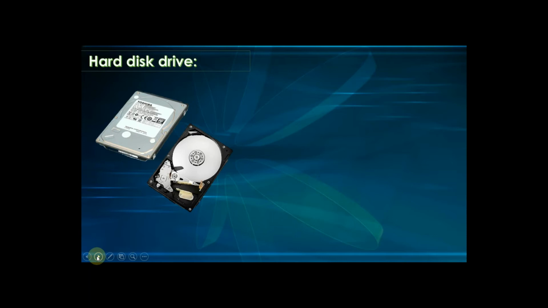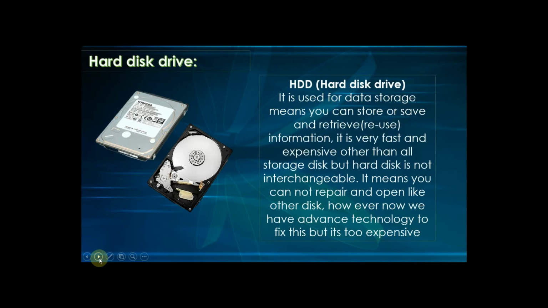Hard disk drive. Hard disk drive is used for data storage, means you can store or save and retrieve. Retrieve means reuse of information, and you know it is very fast and expensive compared to all other storage disks, but a hard disk is not interchangeable. Remember, hard disk is not interchangeable. It means you cannot repair and open it like other disks. However, now we have advanced technology to fix this, but it's too expensive.